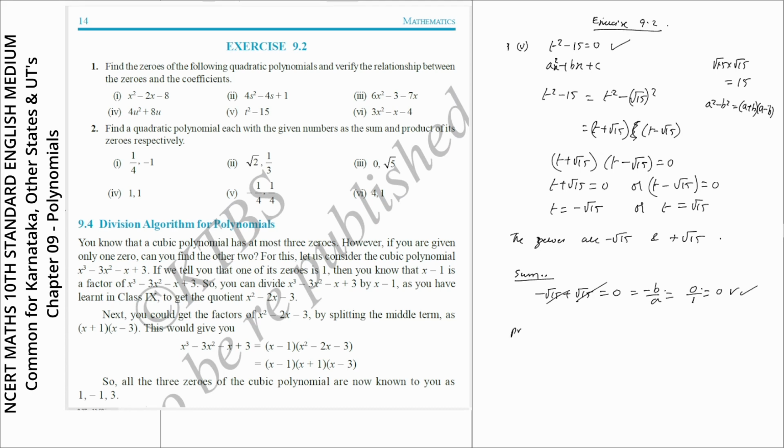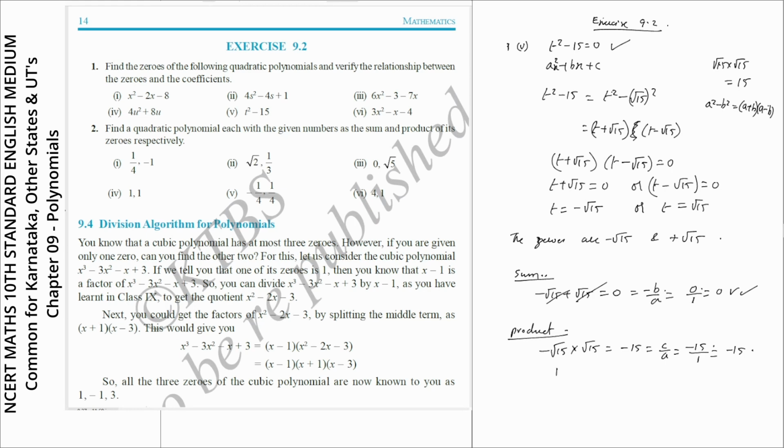Now product. Now root 15 into root 15 plus root 15 into minus root 15, I'll get minus of 15, because root 15 into root 15 is 15 only, and there is one minus sign which will be there as it is. So this is minus 15. So this should be equal to c by a. Also, what is c? C is minus 15. You can check it out in the main polynomial. So minus 15 by a is 1. So minus 15 by 1 is minus 15 only.